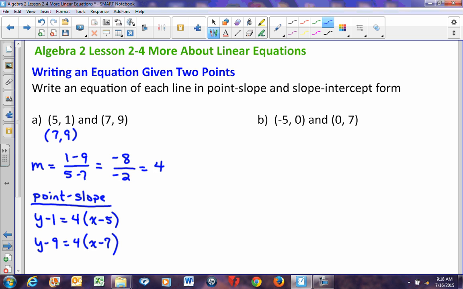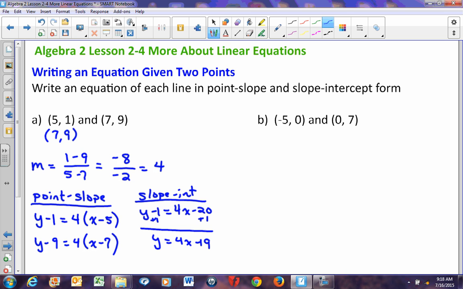For slope-intercept form, all I'm going to do is take either one of those points. It doesn't matter. I think I'll take the first one. So that would give me y minus 1 equals, I'm going to distribute that, 4x minus 20. If I add my 1 both sides, I'm going to get y equals 4x minus 19. So point-slope form are these two equations, either one. Slope-intercept form is this equation right there.